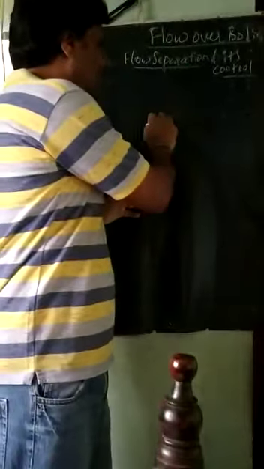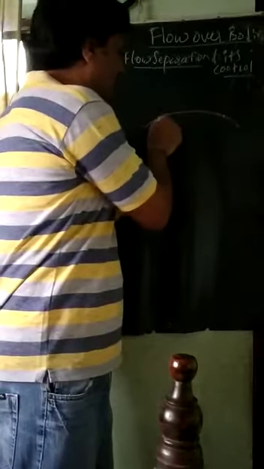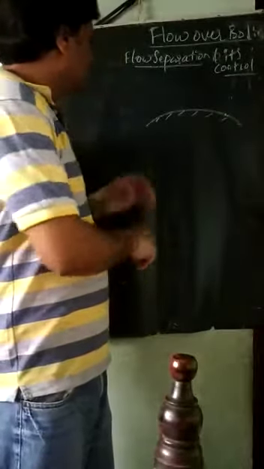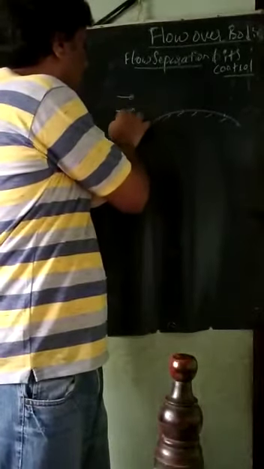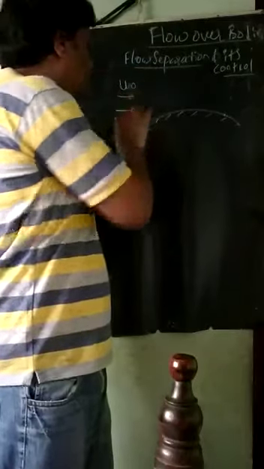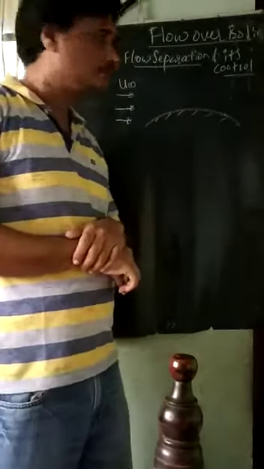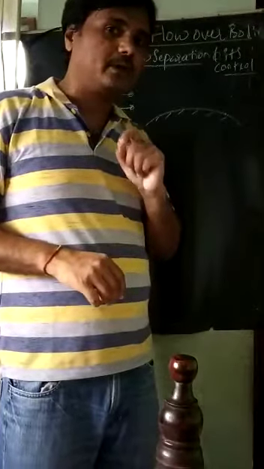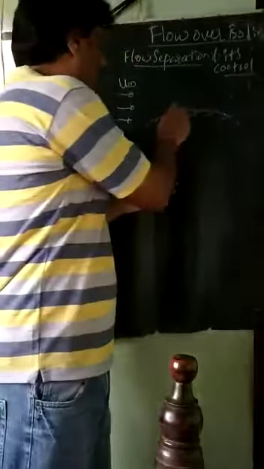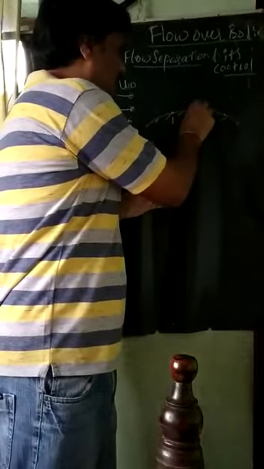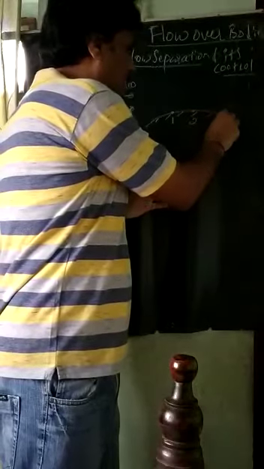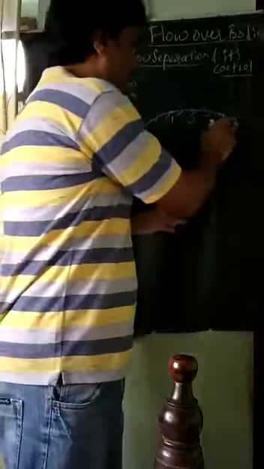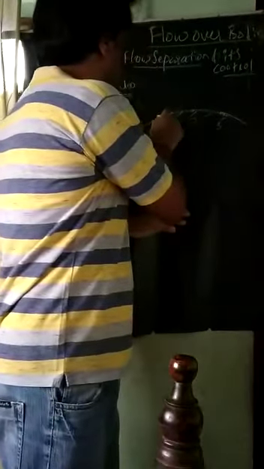I will take one body, that is a static, curved body here. Then the fluid is flowing with a uniform velocity, that is the free stream velocity. Then particularly I will select 3 points here. So the first point is 1, the second point is 2, and the third point is 3 on the surface of the body here, like this.